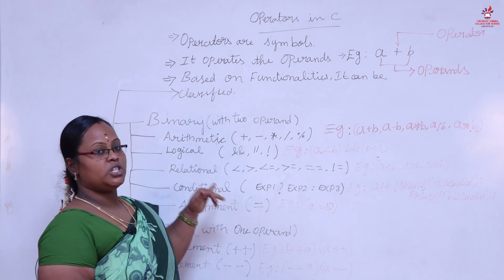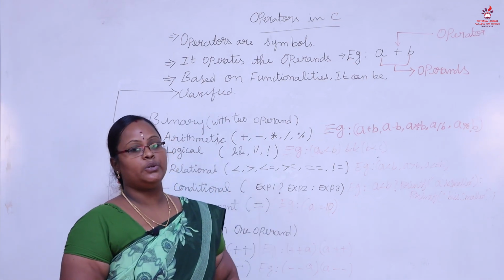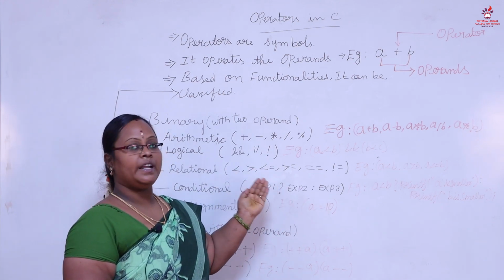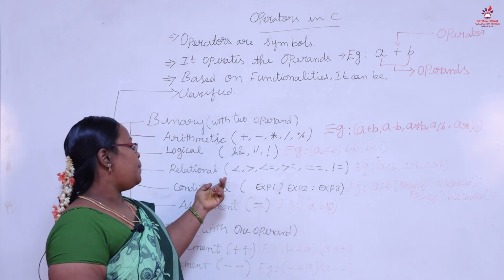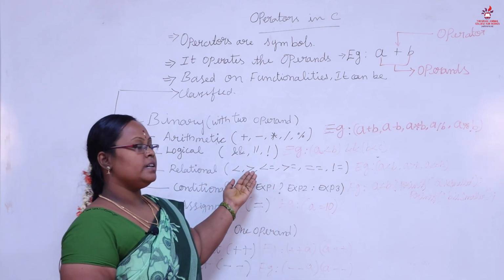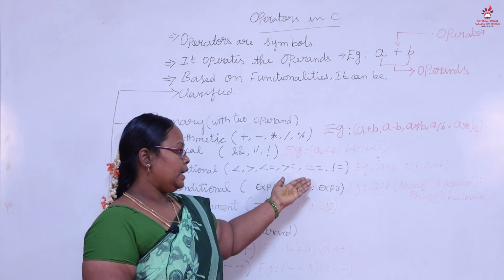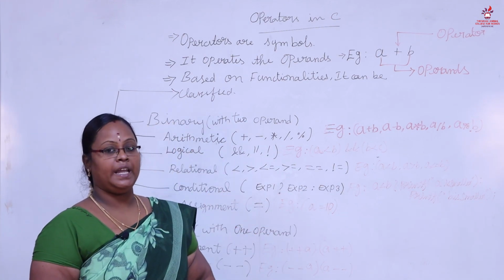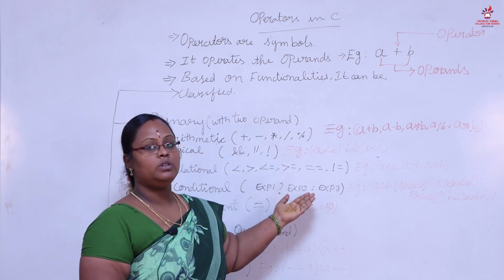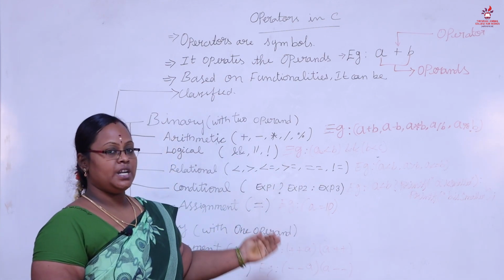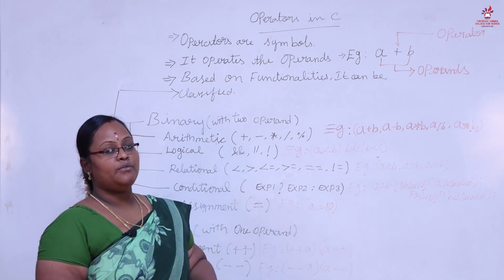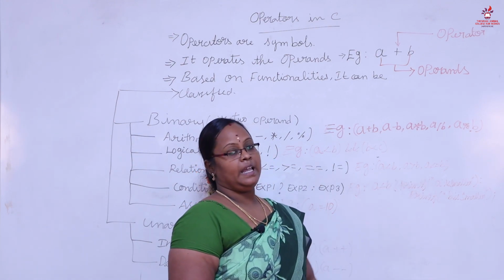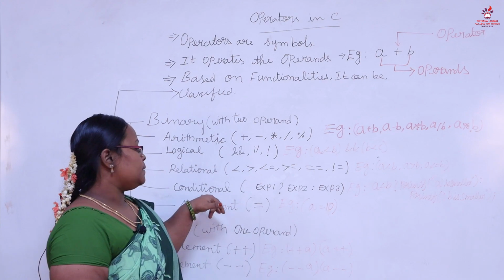And next operator, the relational operator. A relational operator is used to compare operands, like A less than B, A greater than B, or A less than or equal to B. The relational operators are less than, greater than, less than or equal to, greater than or equal to, and not equal to. The result will be either true or false. If the condition is true, it returns the true value 1. If the condition is false, it returns the false value 0. Here are some examples: A less than B, A greater than B, A less than or equal to B, like that.